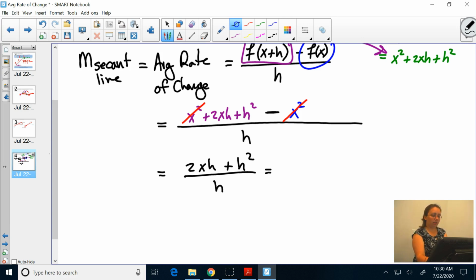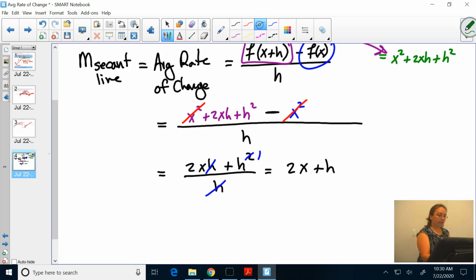which equals, we can reduce by h, every single term by 1h. So we end up with 2x plus h. There you go. So this is the simplified formula for the slope of a secant line.